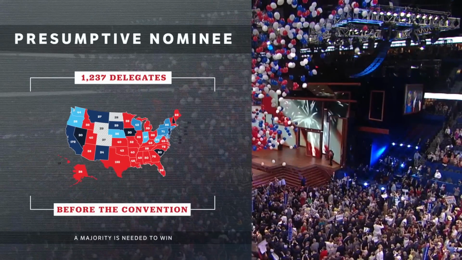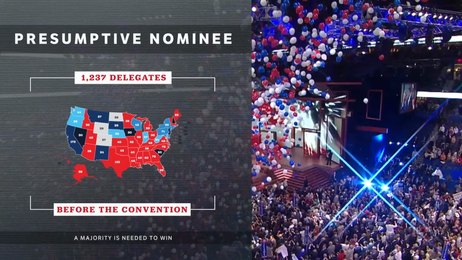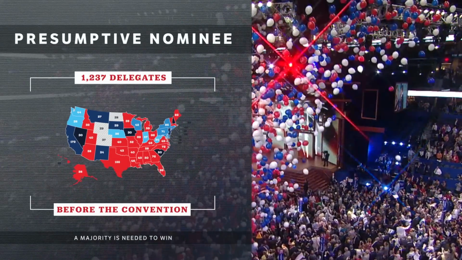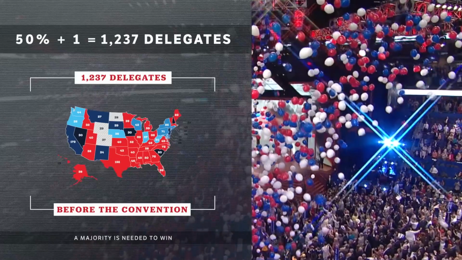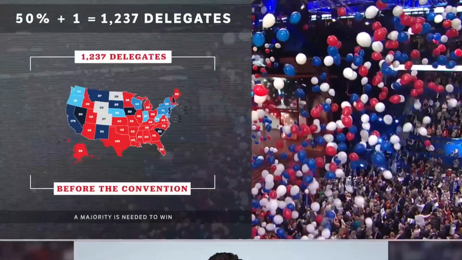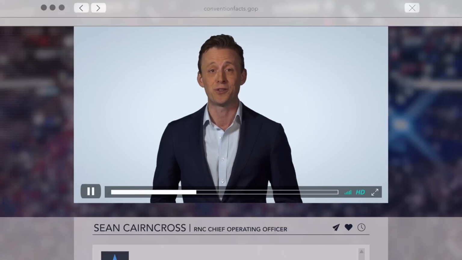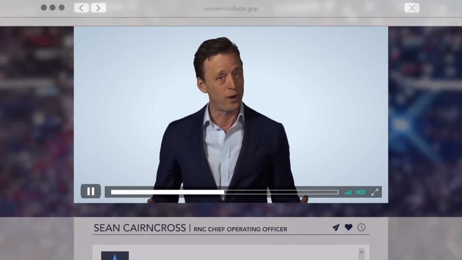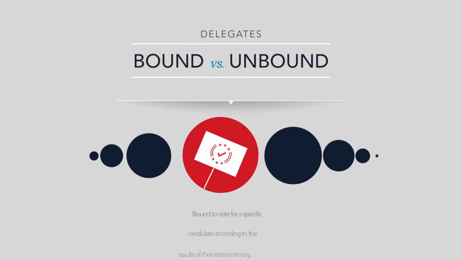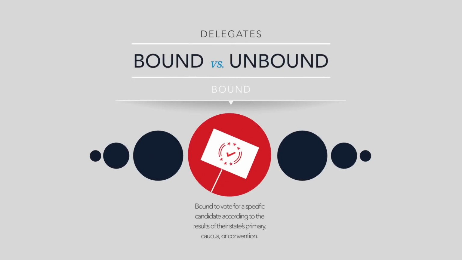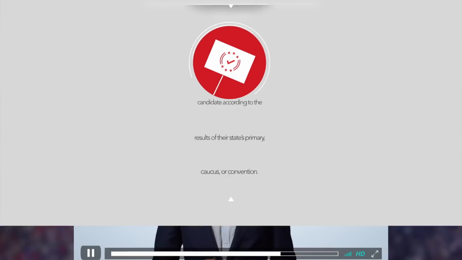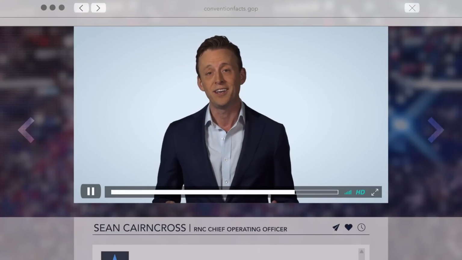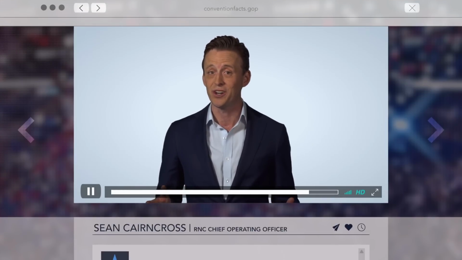Okay, first scenario. A candidate becomes a presumptive nominee when he acquires the majority of delegates. That's 50% of the total number of delegates plus one, which is 1,237. You need a majority. A minority does not win. Now, most of these delegates are bound according to the respective state party rules and sometimes the state law in conjunction with the primaries and caucuses that occur across the country. If this sounds familiar, it should. This is the way things usually go.